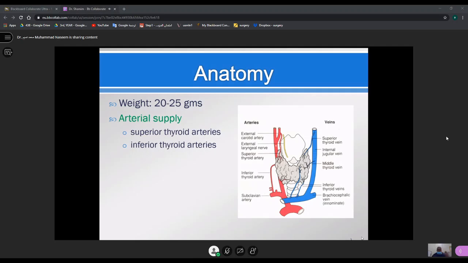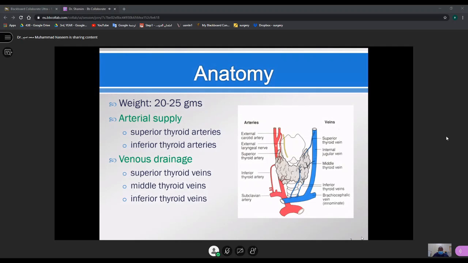Arterial supply comes from two arteries, superior and inferior thyroid arteries. You can see that the superior thyroid is a branch of the external carotid, while the inferior thyroid is a branch of the subclavian. In contrast to arterial supply, venous drainage goes to three: superior thyroid vein, middle thyroid vein, and inferior thyroid vein. Lymphatic drainage is to the pre-tracheal lymph nodes and paratracheal lymph nodes.